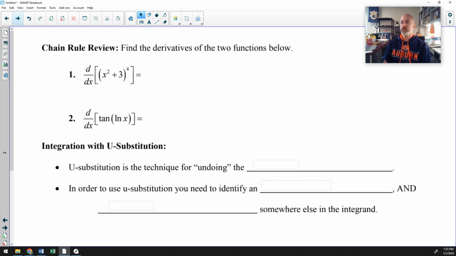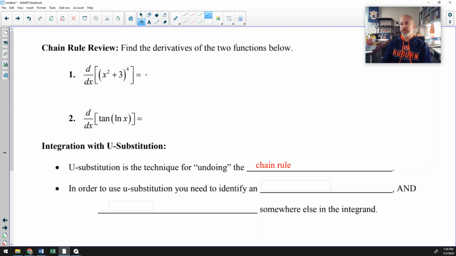So let's talk about u-Substitution. One thing to know about u-Substitution is that it is the process of undoing the chain rule. And so we are doing the chain rule in reverse here. So if we're going to undo the chain rule, we need to refresh ourselves on how the chain rule works. And so I have two, what I think should be easy, derivatives up here.